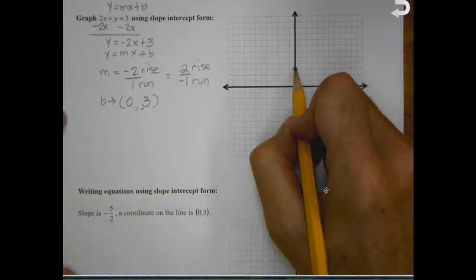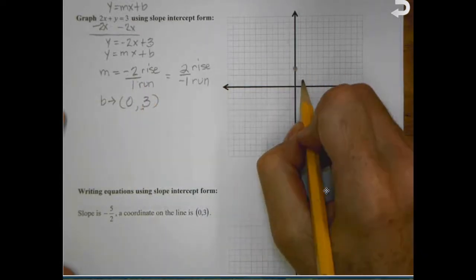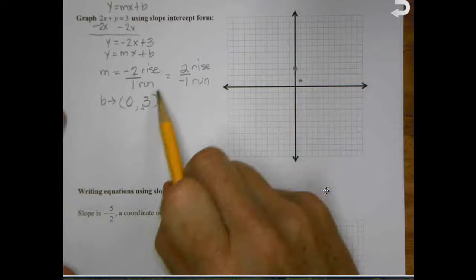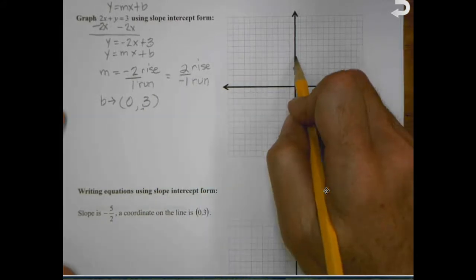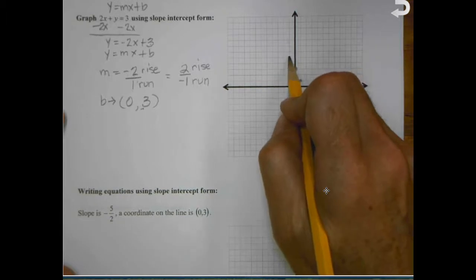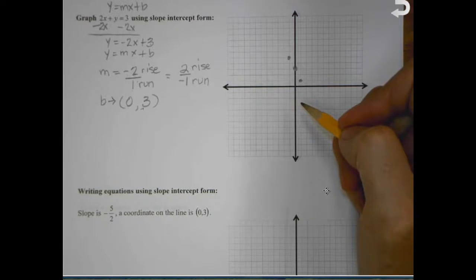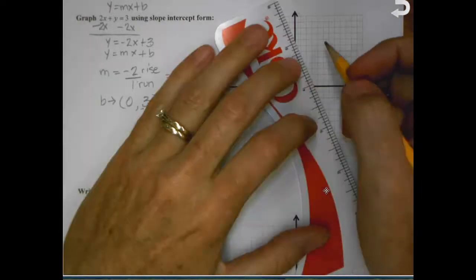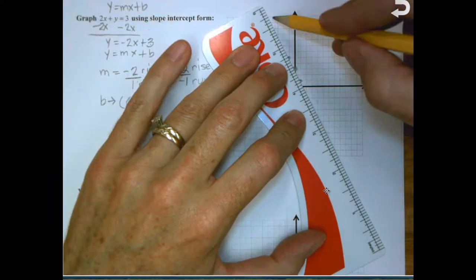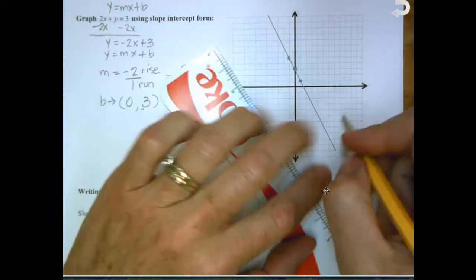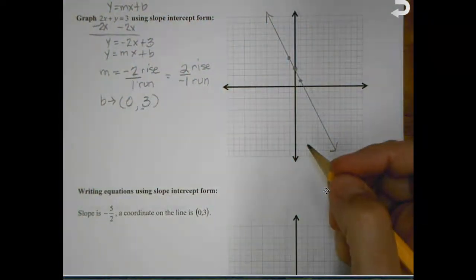From this point, my first slope tells me rise of -2, run of +1. Coming back to my known point of (0, 3), I do a rise of 2 and a run of -1, so we have to go to the left there. Now those 3 points should be in a straight line, and if they're not, that should be a clue to you that you've done something wrong, and you should go back and check how you were graphing these. And there's my graphed line using the slope intercept form to graph.